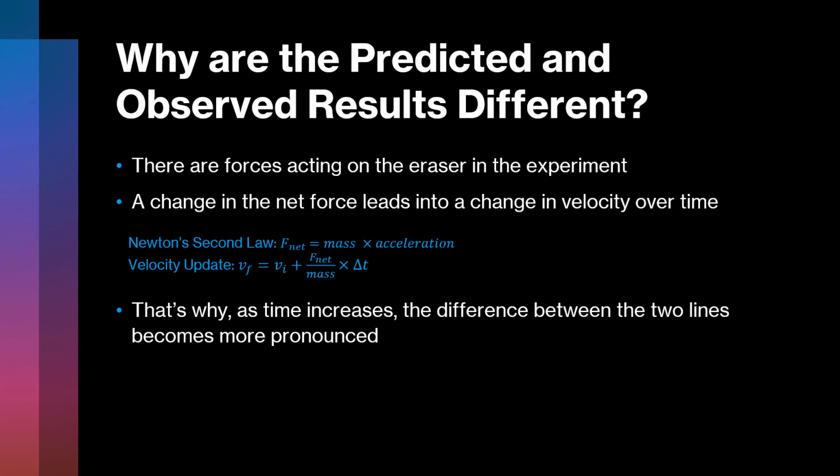Why are the predicted and observed results different? They're different because the computational model assumes that there are no forces acting on the eraser of the experiment, and that net force just equals 0. But we know that there are forces acting on the eraser in the experiment. And because a change in the net force leads to a change in velocity over time, as you can see by these two equations, as time increases, the velocity of our experimental model is going to change, and as such, the difference between the two lines will become more pronounced.